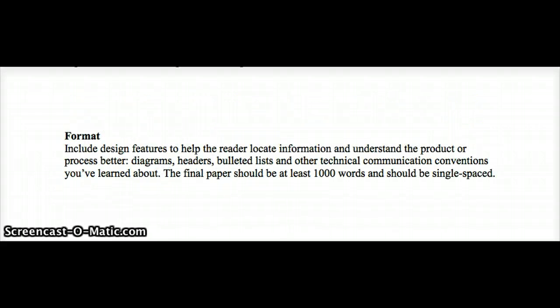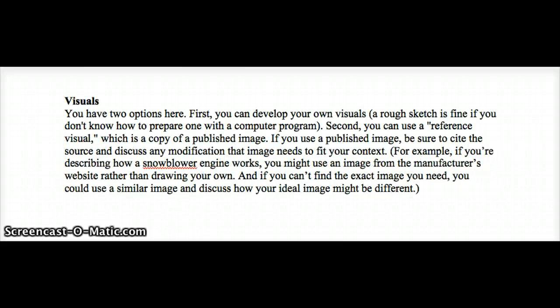Okay, and here's some more information about the specific formatting that I'm looking for. We're going to pull in features of designing a technical document, and I want to be able to see that you're using those effectively in this assignment, and your final paper should be at least 1,000 words single-spaced. One difference in this assignment that we haven't seen in the other assignments is that you're going to have a requirement to include at least one visual in your final assignment. So you have two options here. You can develop your own visual, or you might use a reference visual that you find that's a published image somewhere. If you do use that reference visual, you absolutely need to cite the source from which you gleaned this particular image. That's really important.